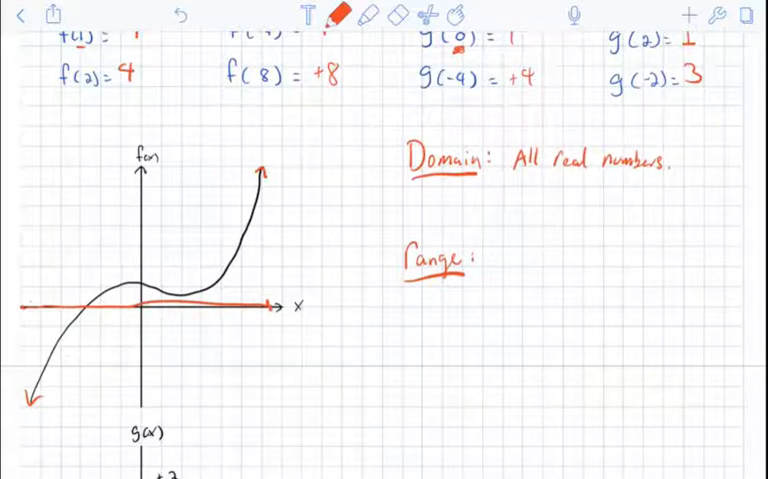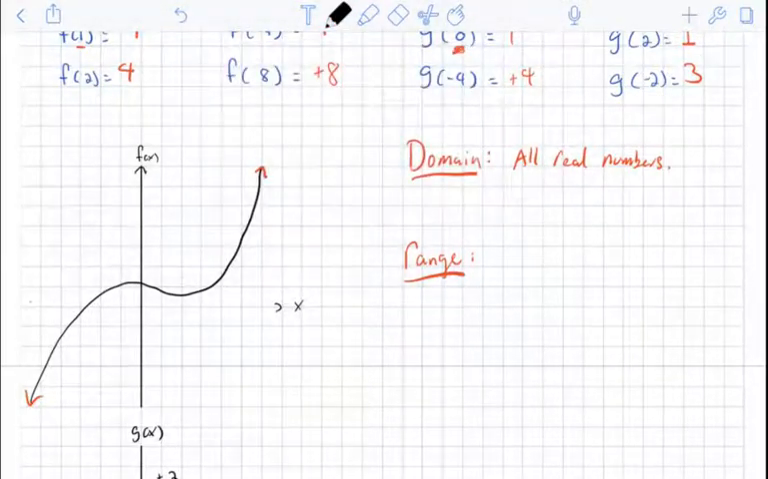All values of x. What about the range? How do we talk about the range? To talk about the range, you're going to ask a similar thing. Essentially, whoops, our x-axis ran away.